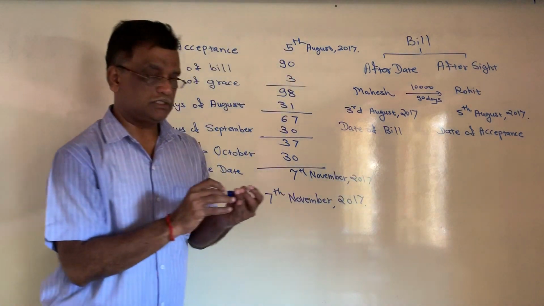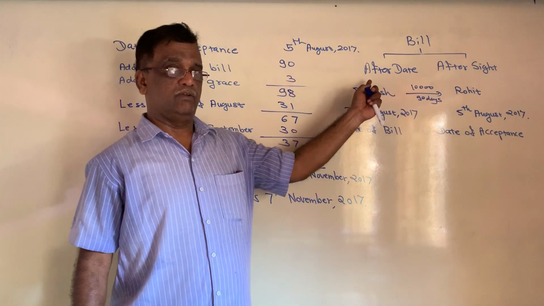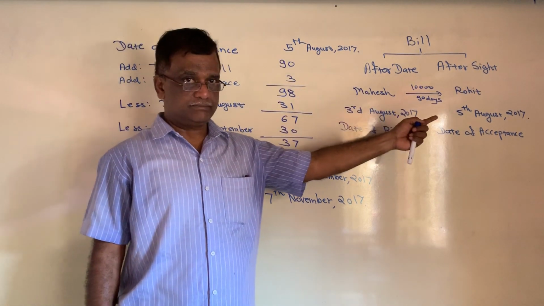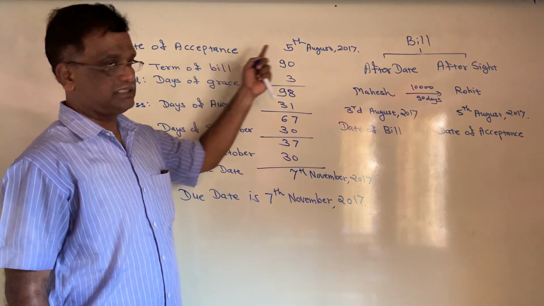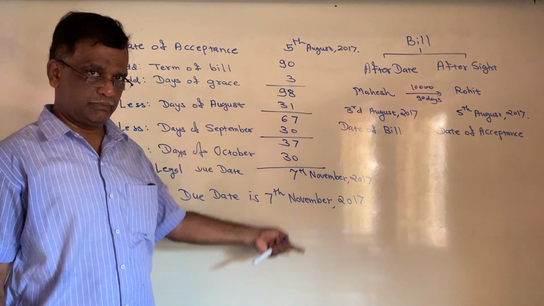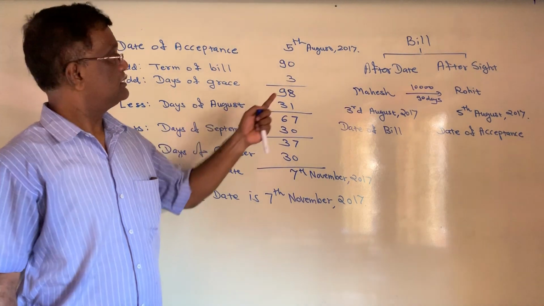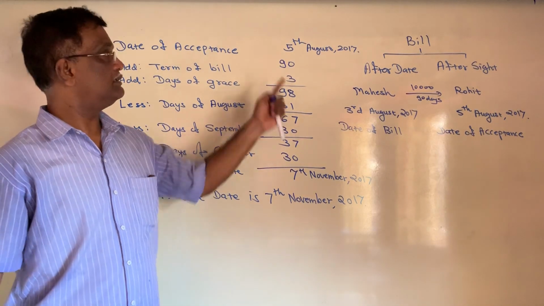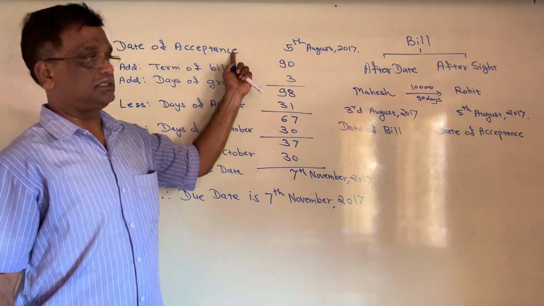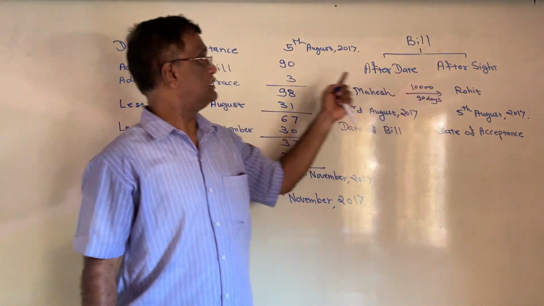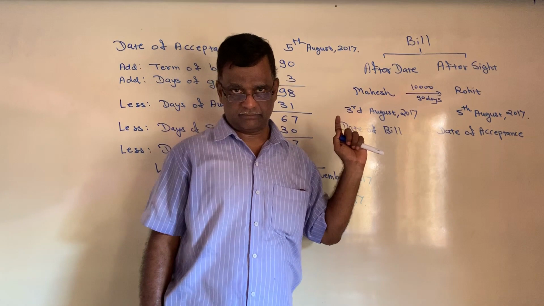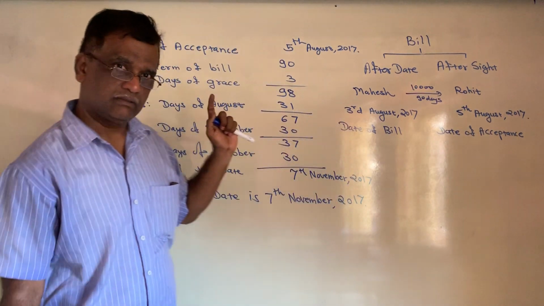2017. So this is how, when the bill is an after date bill, we have to start from the date of bill, and when the bill is an after sight bill, we have to start from the date of acceptance. Everything else is the same, the method is the same. This term can be in the form of days or it can be in the form of months, but you have to start from the date of acceptance if the bill is after sight, and you have to start from the date of bill when the bill is an after date bill. Okay, you understand? Nice.